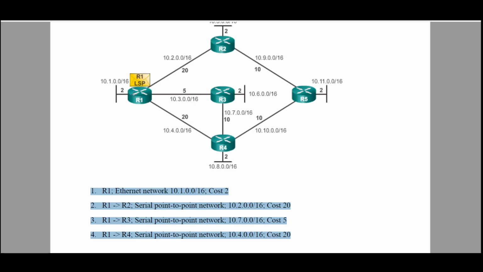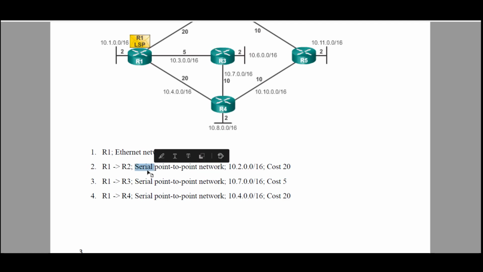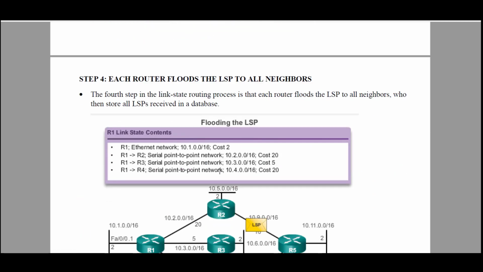So the LSP has the information about all the directly connected links. What information? IP address, the cost, what type of interface it is, what type of connection it is, whether it is Ethernet or serial. All the information will be available. Now, after creating the LSP, everybody is going to flood. You see, step number 4: the fourth step in the link state process is each router floods the LSP to all the neighbors, who then store all the LSPs received in a database.